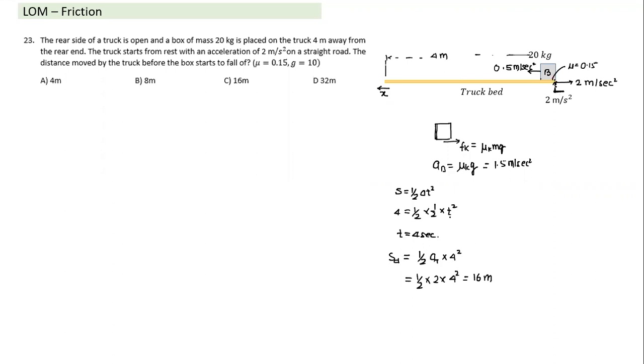And we could have solved it otherwise also. This has an acceleration of 0.5. If this has to move a distance of 4, the truck's acceleration is 4 times, so it will have 4 times that displacement. So it will be 4 times the length of the truck, 16 meter, is the distance the truck has to travel before it falls.